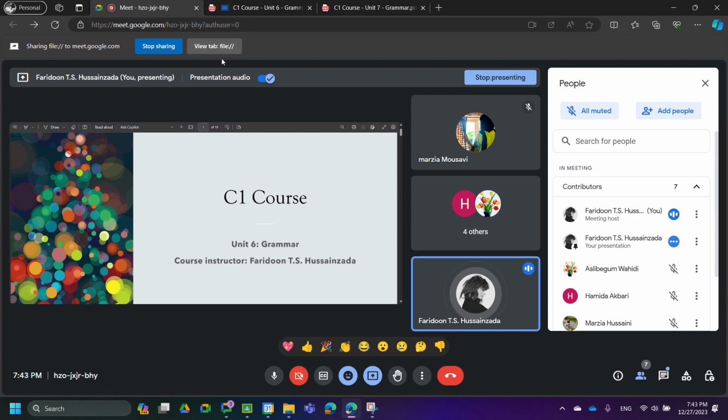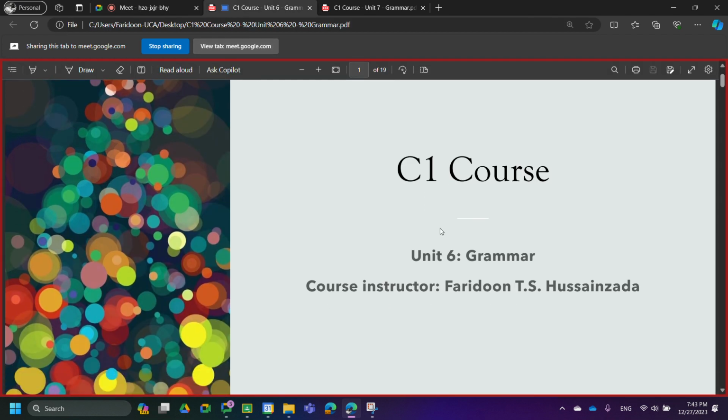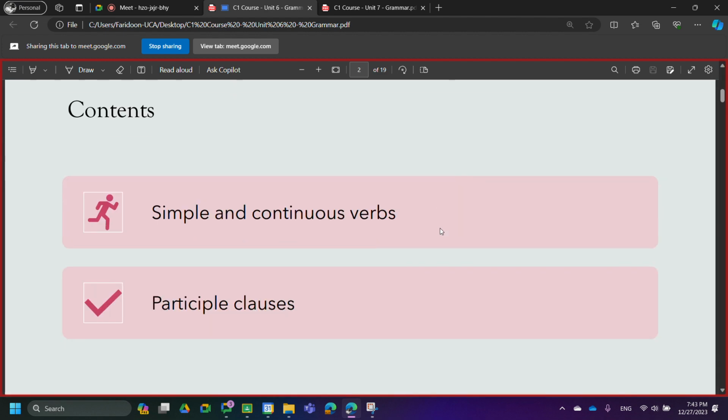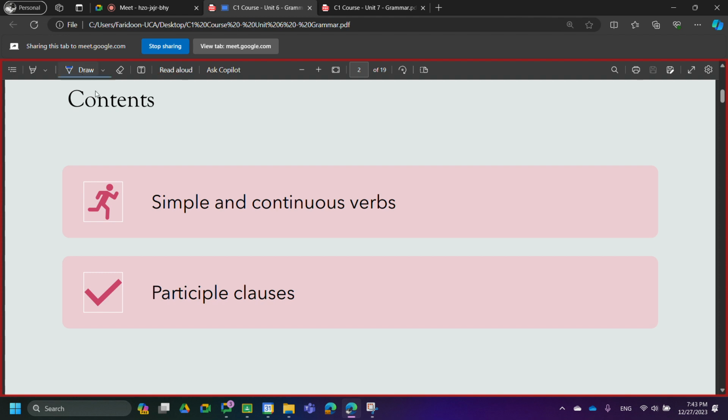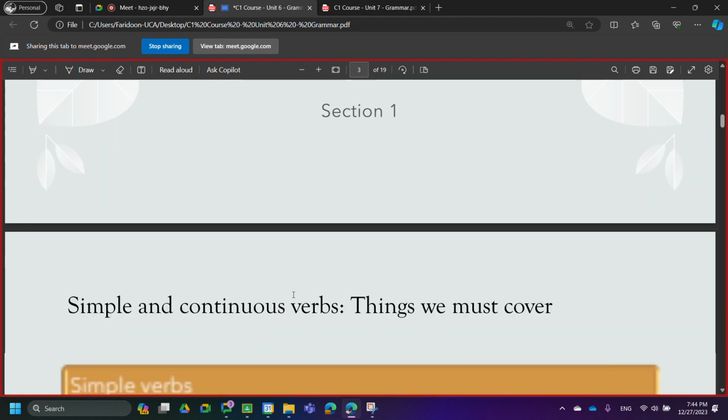Well, as you can see, everyone, we do have two grammar topics from unit number 6 that we have to cover, okay? And they are here. So the first one is, of course, going to be about simple and continuous verbs, the differences and their uses, and also we will talk about participle clauses, what they do, and their uses in general. Okay, let's go with section 1, simple and continuous verbs.